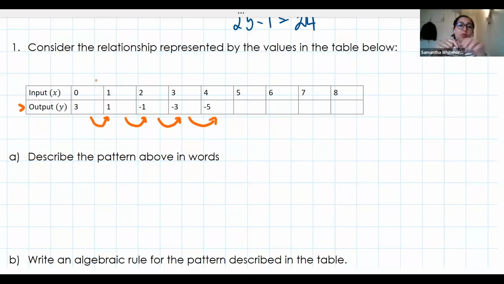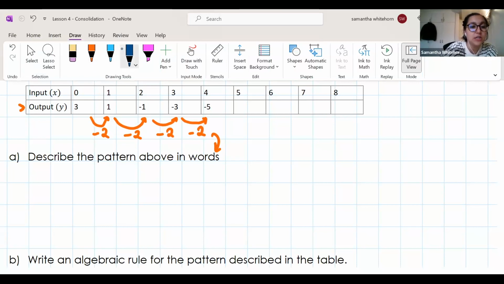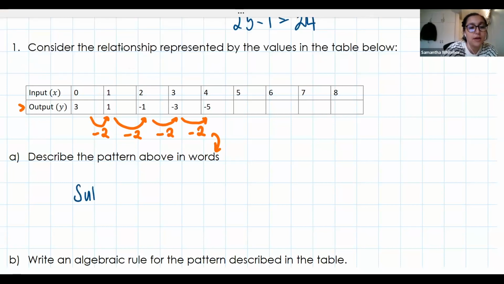What am I doing? So if we have a look at this table, we can see that we've gone from an output of 3 to an output of 1. So that's a subtraction of 2. I've then gone from 1 to -1, which is also a subtraction of 2. From -1 to -3, a subtraction of 2. And so what we see is that our pattern here, in question A, is a subtraction of 2. We are subtracting 2 each time in order to get our output value.